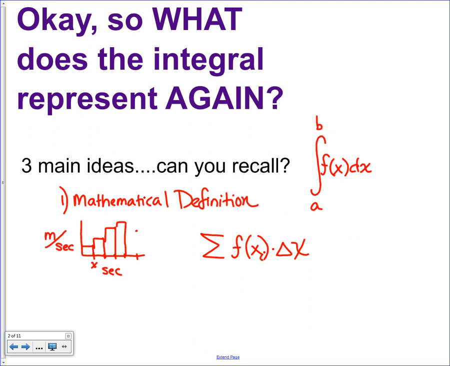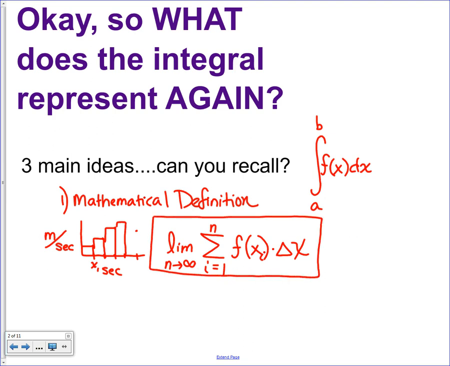This would be x sub i running from 1 to n. And then we took the limit as n went to infinity. So that's our mathematical definition. That's the limit of the Riemann sum, and that's where all integrals are based, if you recall.